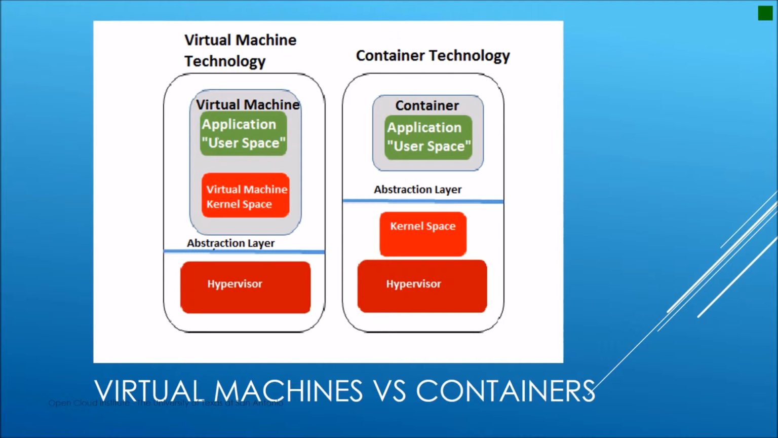Now, the difference between a virtual machine and container is the layer of abstraction. Virtual machines require a whole guest operating system, whereas containers don't need installing a complete guest operating system. Instead, they make use of Linux capabilities such as namespaces and cgroups to provide isolation.